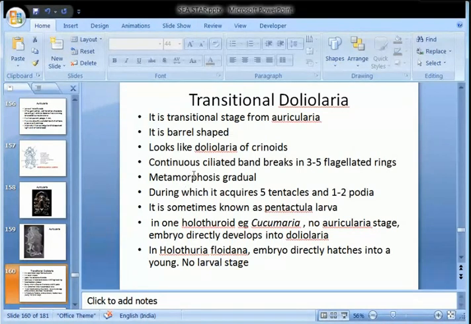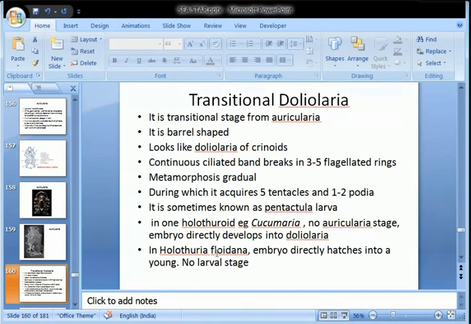There are continuous ciliated bands. They break into 3 to 5 flagellated rings, right? So earlier there were continuous bands, then they form 3 to 5 flagellated rings. Then metamorphosis is gradual, during which it acquires tentacles and podia. Sometimes this is known as pentactula larva. When it is developing these tentacles and podia, then that is called pentactula larva.